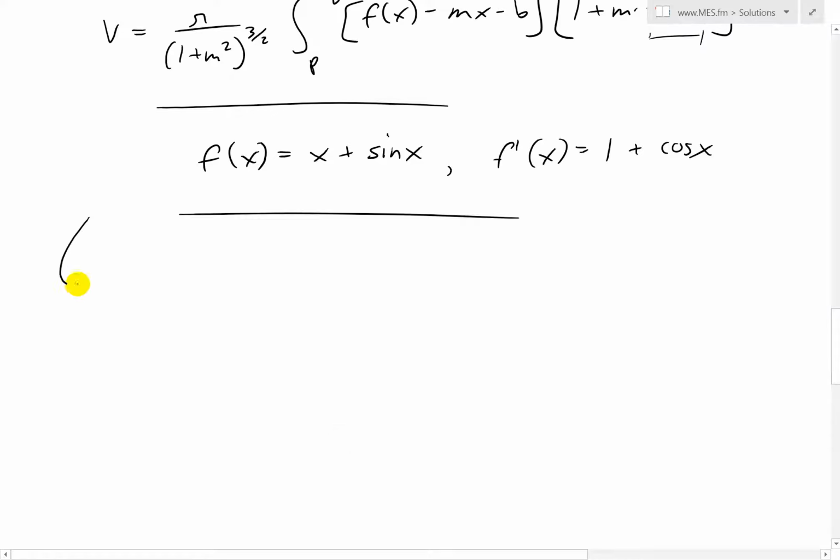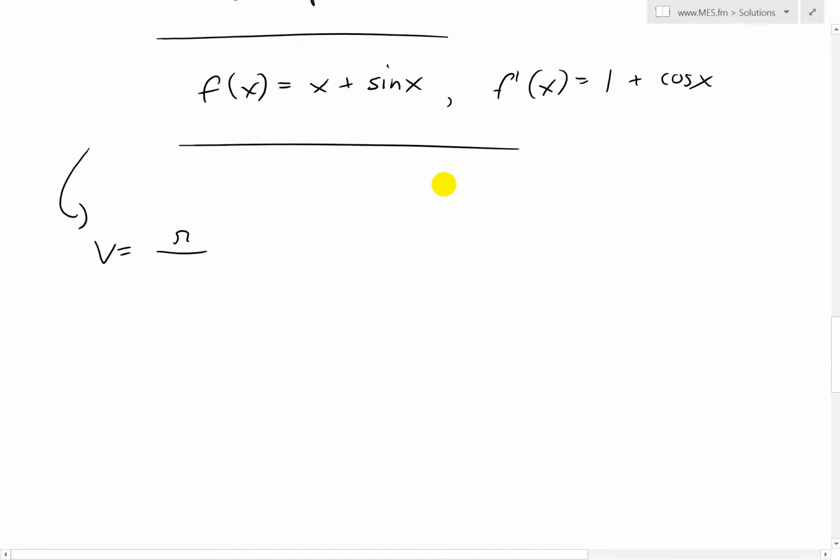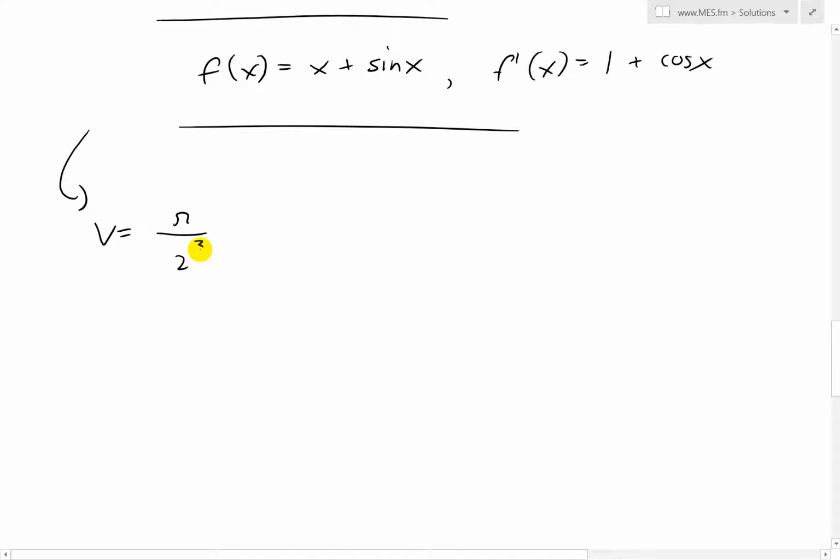So putting this all together, we get the volume V is equal to pi over (1 plus 1) to the power of 3 over 2, which is just 2 to the power of 3 over 2.